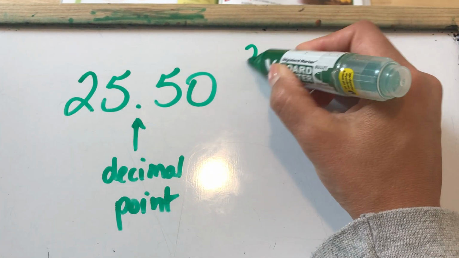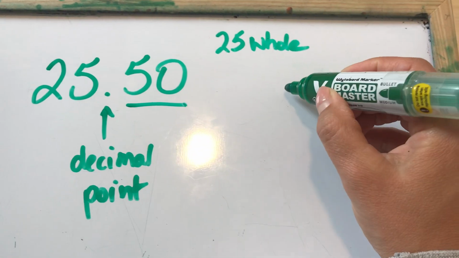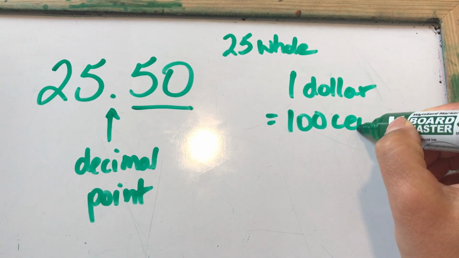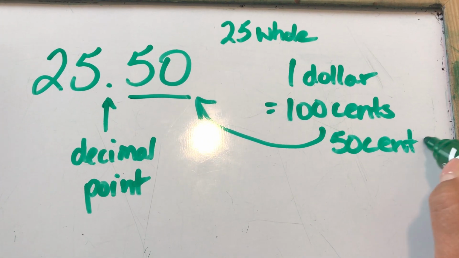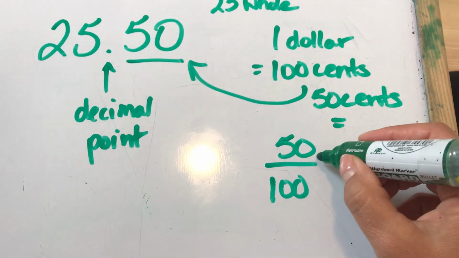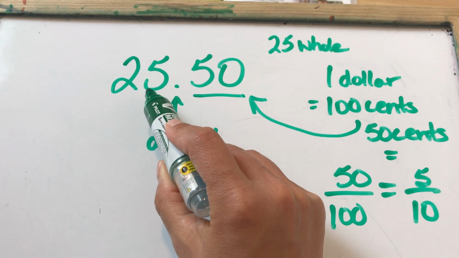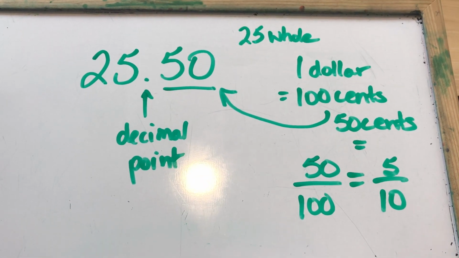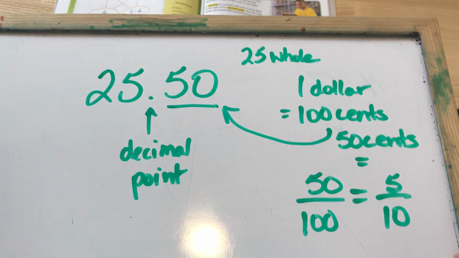So I know that I need 25 whole dollars. But then what's this here? Well, if you know that $1 equals 100 cents, then you know that this, well, that's 50 cents. And if you want to write that as a fraction, that would be 50 out of 100 cents. Or if you wanted to simplify it, 5 tenths. So this is 25 whole dollars and 50/100ths, or easier said, 5/10ths of a whole dollar. Okay? So this is a concept that we'll continue to explore throughout this chapter. If you don't 100% get it now, don't worry about it.